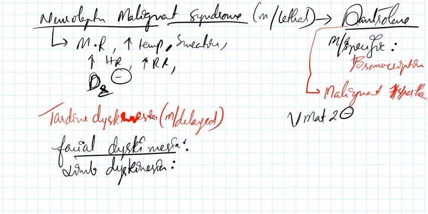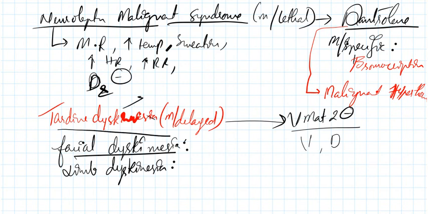But all along, for tardive dyskinesia, what is the treatment of choice? That is VMAT2 inhibitors, valbenazine and deutetrabenazine, right? So why does this tardive dyskinesia occur? It is due to upregulation of D2 receptor. I think it is okay up to here.